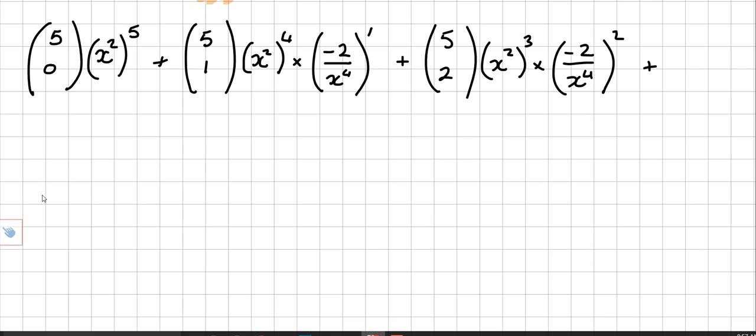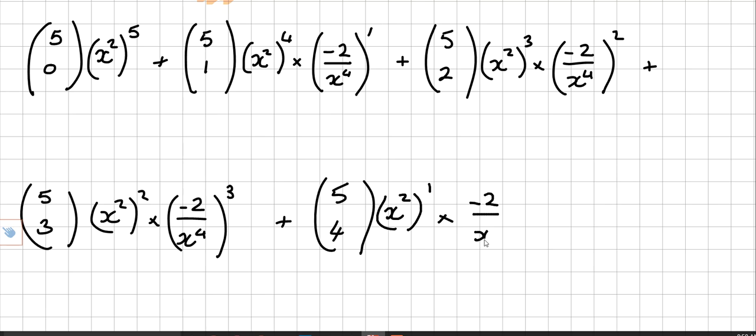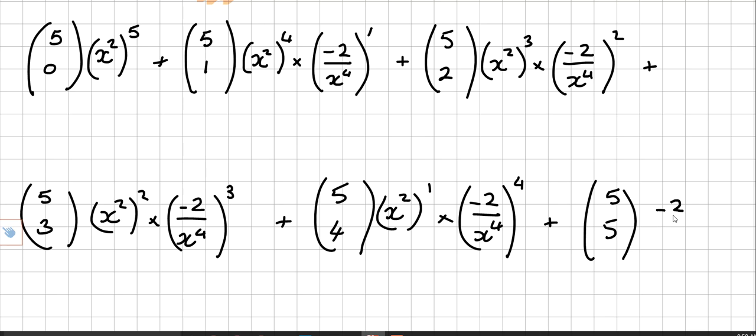So what have we got then? 5, 3, x squared times minus 2 over x to the 4 cubed, plus 5, 4, x squared to the power of 1 times minus 2 over x to the 4 to the power of 4. And finally 5, 5, and then it's just minus 2 over x to the power of 4 to the power of 5.